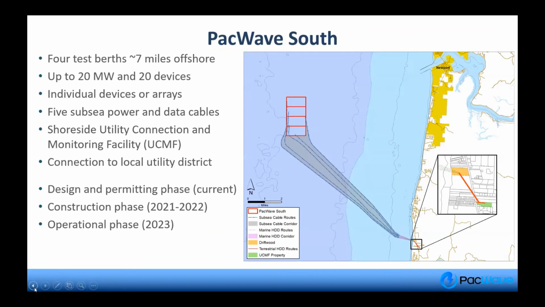Oh, right, so there's our little test buoy. And so for this site, our plan is to, you can see now the site is segmented into 4 slices, where within a berth, developers can test individual devices or arrays. We will have 5 subsea power and data cables, so 1 for each berth plus a backup. And then all of these will go to shore, and then to a shoreside utility connection and monitoring facility.